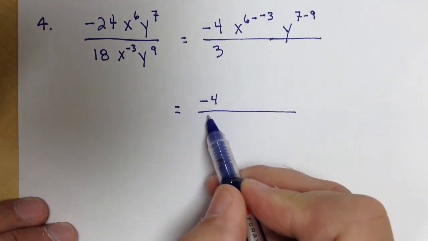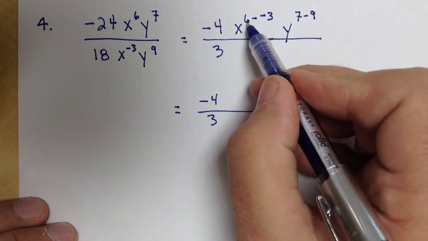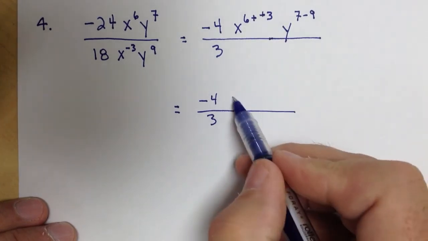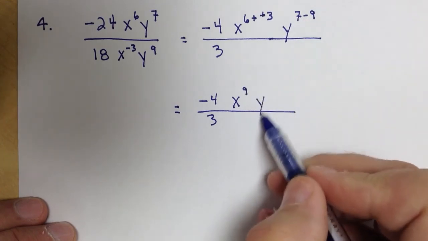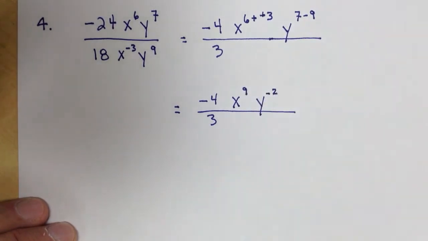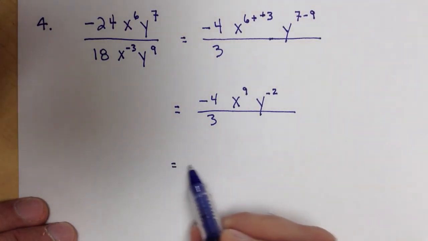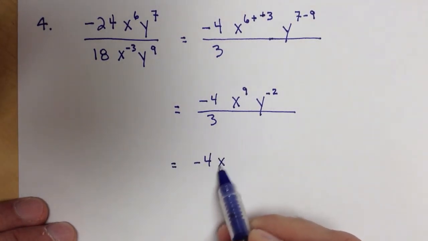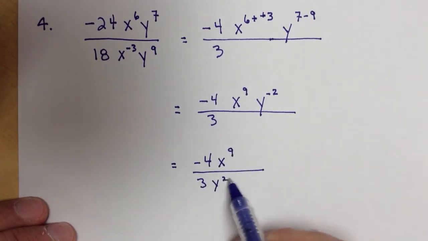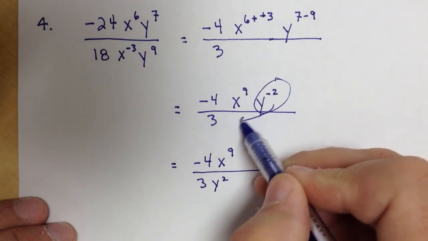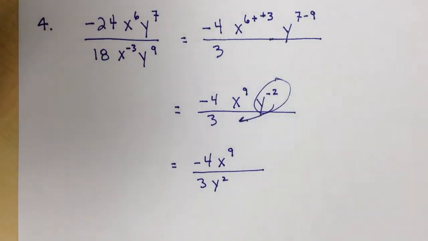Negative 4/3. 6 plus 3. 7 minus 9. We must always make sure that our exponents are positive. So if I move this to the denominator, that will give me a positive exponent.